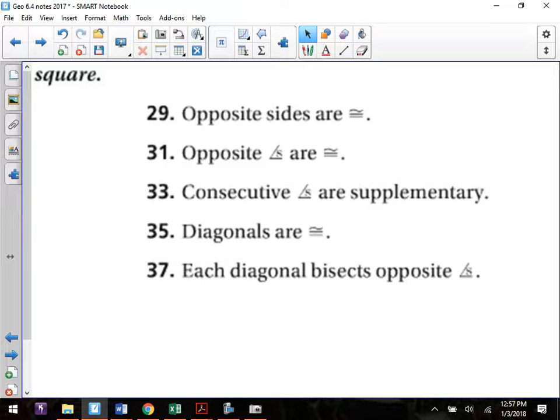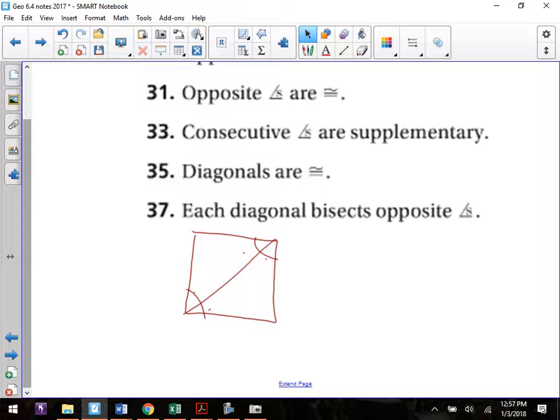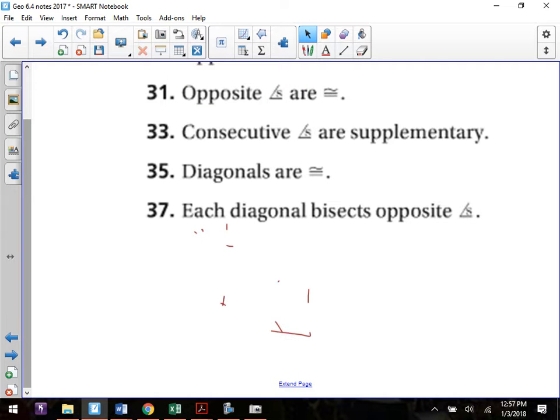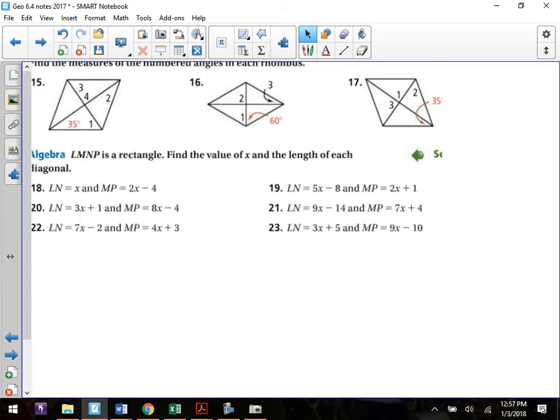Diagonals bisect opposite angles. All right, diagonals bisect. What this means is, if you're looking at a shape, diagonals go from opposite angle to opposite angle, so they bisect the opposite angles. So that means it's a square or a rhombus. Very good. It's uniform. Which then means you can do algebra.